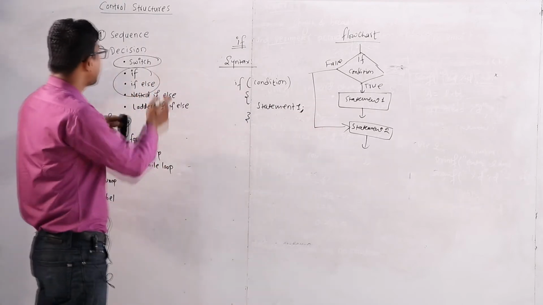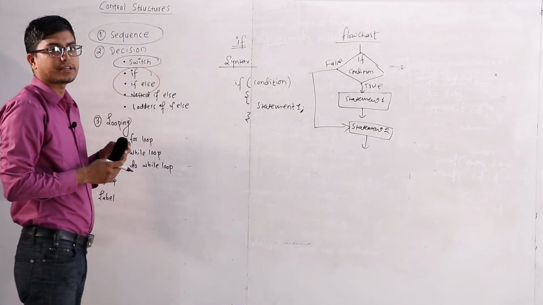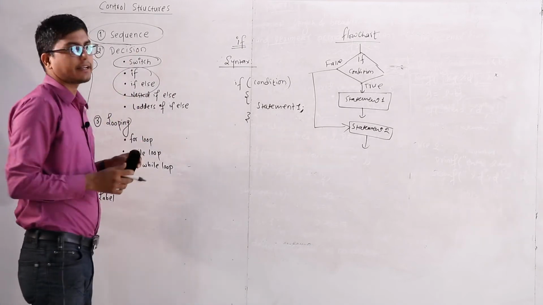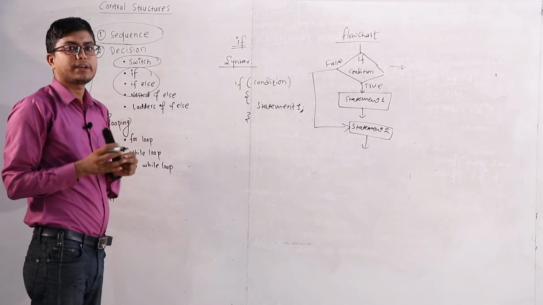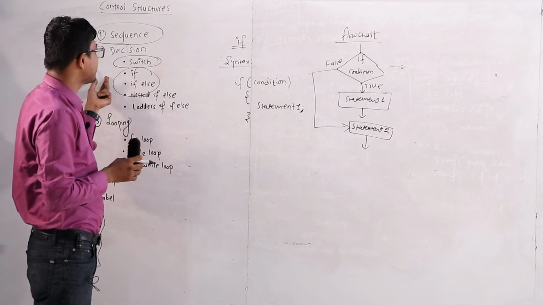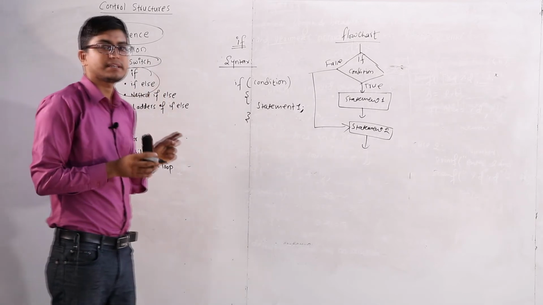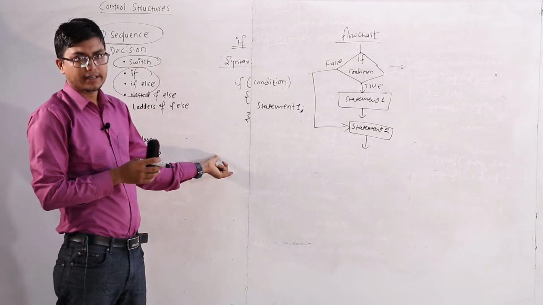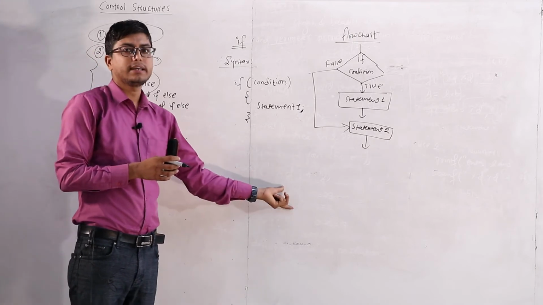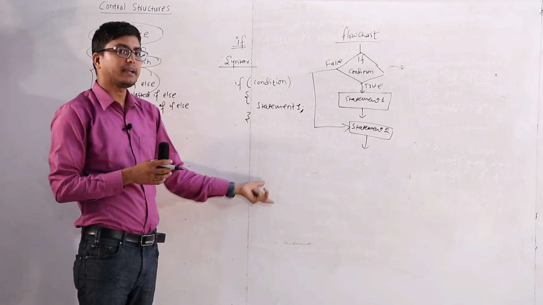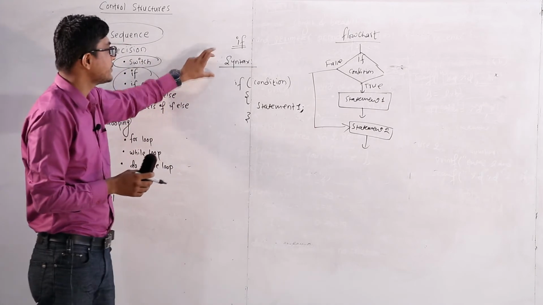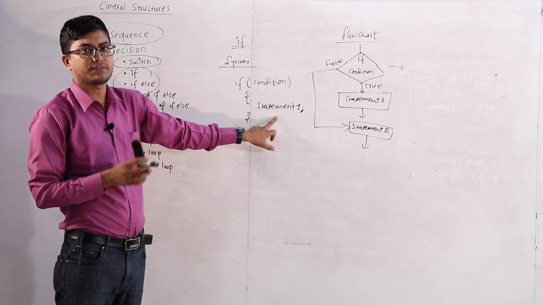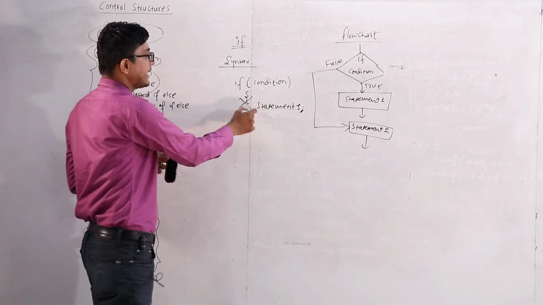In sequence, we said that all the instructions are executed one by one, and in decision, the instructions are not executed one by one; they execute depending upon the condition. In the switch case, we have seen that if case is 1, only case 1 will execute, and if case 2 matches, only case 2 will be executed. Now in this also, if the condition is matched, then statement 1 will be executed. Otherwise, if the condition is false, statement 1 will never execute.